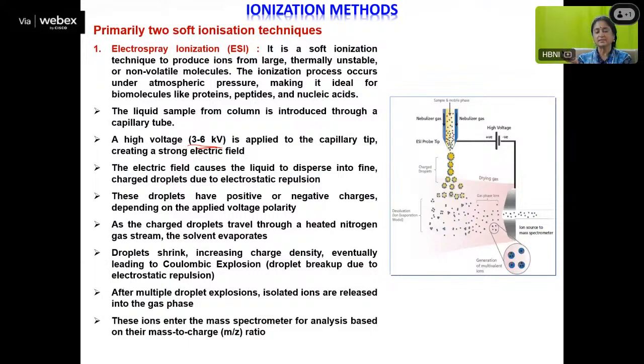As the charged droplets travel through a heated nitrogen gas stream, the solvent evaporates. The droplets shrink, increasing charge density, eventually leading to Coulombic explosion, where the droplet breaks due to electrostatic repulsion. After multiple droplet explosions, isolated ions are released into the gas phase, and therefore there is a production of a cloud of ions, which can then be separated by their mass to charge ratio.